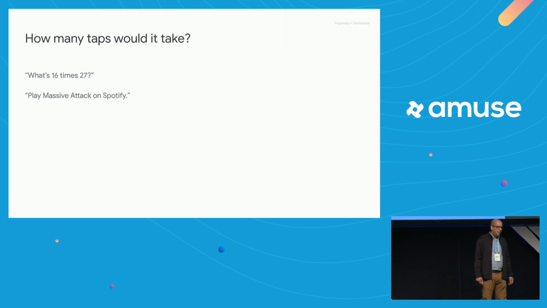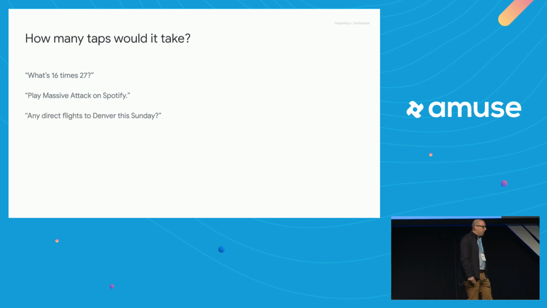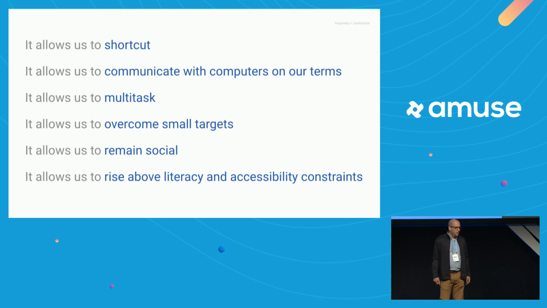And then ask yourself how many taps it would take to play Massive Attack on Spotify. So you have to open the app, you have to type in Massive Attack, etc. So that's a lot of taps. And if you're getting into things like, are there any direct flights to Denver this Sunday, then you're also typing in a lot of things and you're moving from field to field. So there's even more taps going on. So one of the benefits of conversation and voice is that you can shortcut. But there's many other valuable elements to conversational interfaces, and we won't go into great detail about all of these, but it allows us to communicate with computers on our own terms.